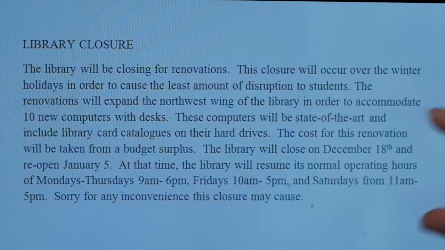The rest of the announcement is not really important. This is just details. It includes dates and times. Those are not things that are important to this announcement, and you can safely ignore it and not lose any points. So all you really need to know is, 1, the library is closing for renovations, 2, it's occurring over the winter holidays, and 3, the purpose is to add new computers.